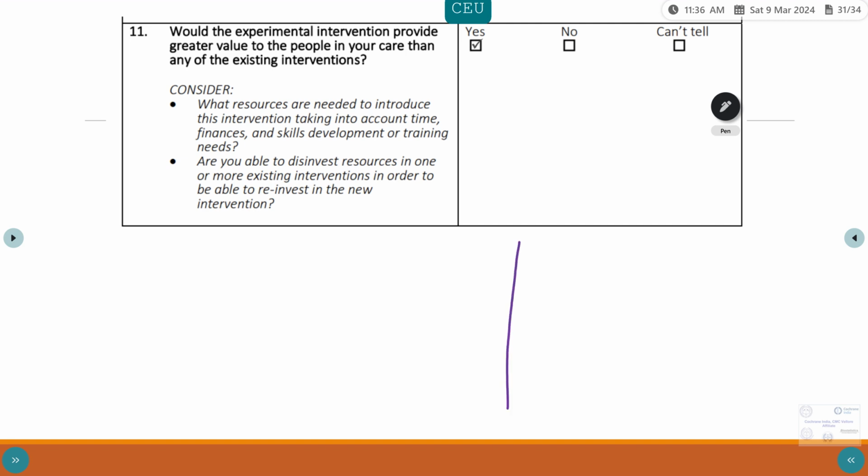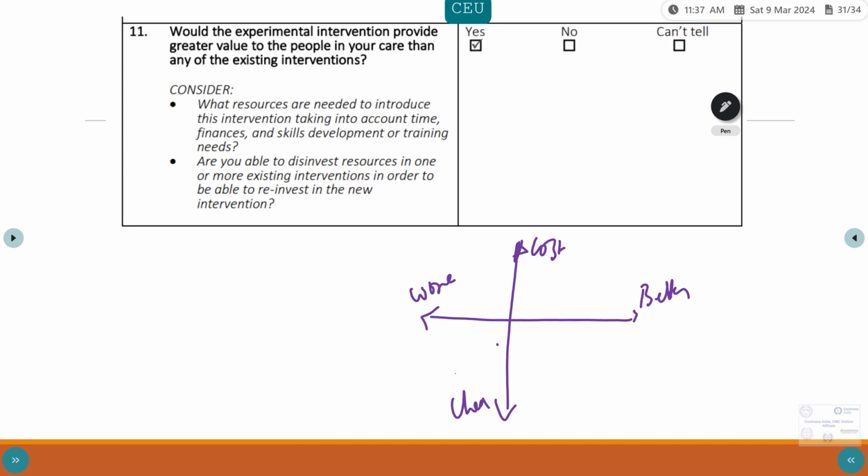Which of these quadrants would you like to be in? Let's ask Dolly. So this is the best arm. This is called the new treatment dominates the existing treatment. It is cheaper and better. Would you like to be here? So this is a terrible arm to be in. The new treatment is dominated by the existing treatment.